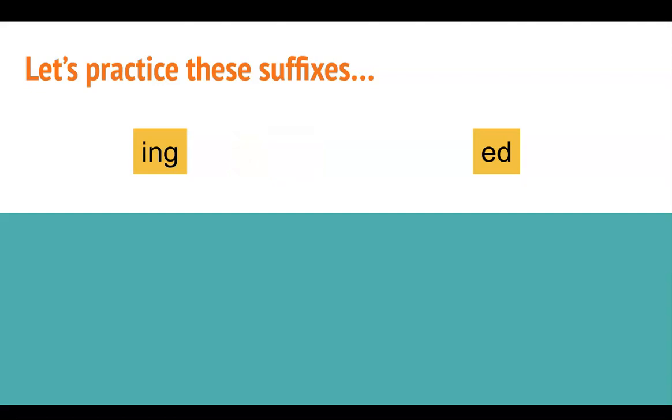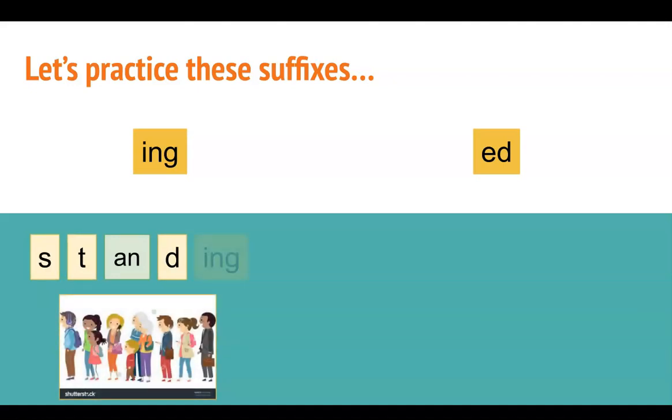Here's an example of when ing is a suffix. Here I have the base word stand. If I put ing on the end, now it says standing, like my mom is standing in line at the store. Ing changes an action word to talk about something that is happening. Again, stand is the base word and ing is the suffix.